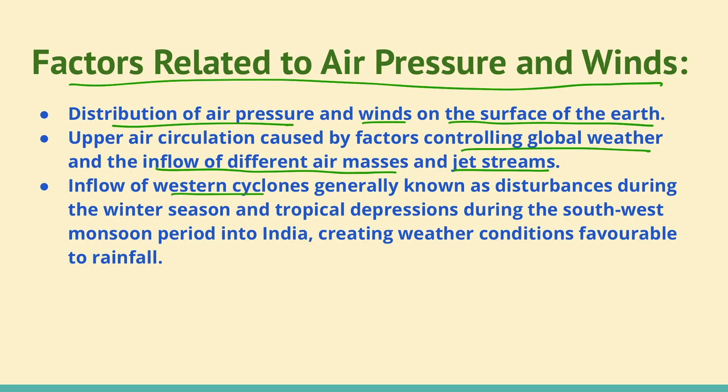The inflow of western cyclones, generally known as disturbances during the winter season, and tropical depressions during the southwest monsoon period into India, creates weather conditions favorable to rainfall. The mechanism of these three factors can be understood with reference to the winter and summer seasons of every year separately.